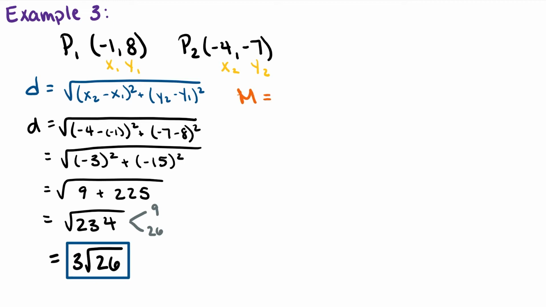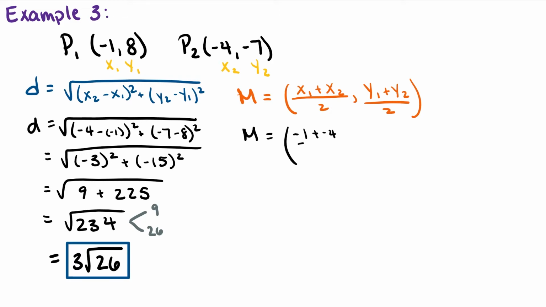To find our midpoint, we'll use our midpoint formula, x1 plus x2 over 2, y1 plus y2 over 2. Plugging in our values gives us the midpoint of -5 over 2, 1 over 2, or -5 halves, 1/2.